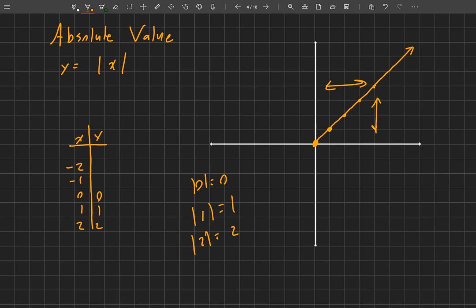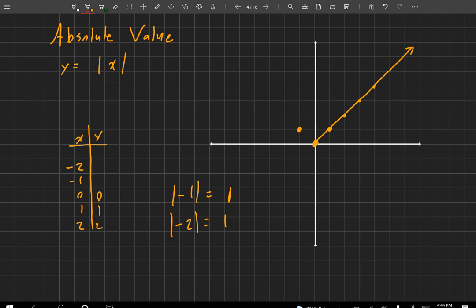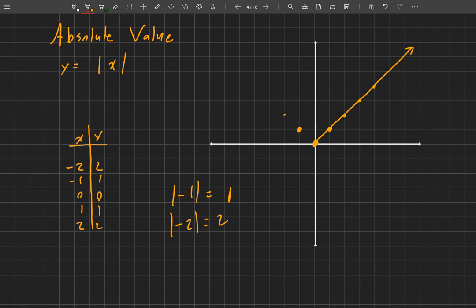But what happens when you plug in negative numbers? Let's do that. Well, the absolute value of -1 is going to be a positive 1. So if I go left 1 in this region, I'm still going to get a number up here. Same thing with -2. If I plug in -2, I'm also going to get a positive number, and it is +2. So that's going to be up here. And if you keep going, you're going to notice that it's the same thing as on the right, but it's now up here as well.